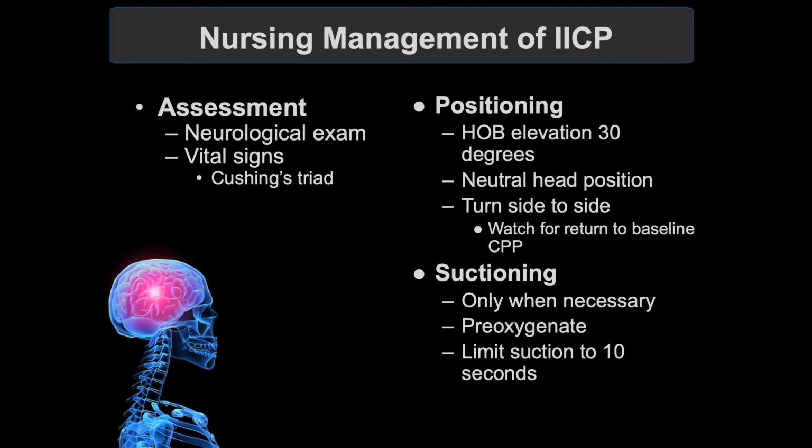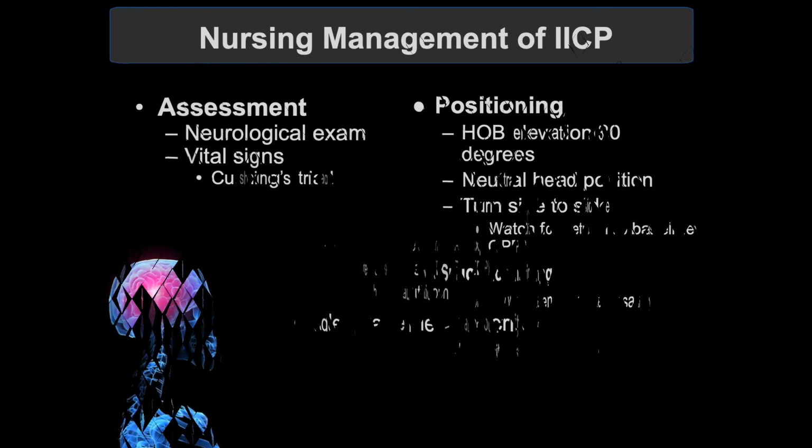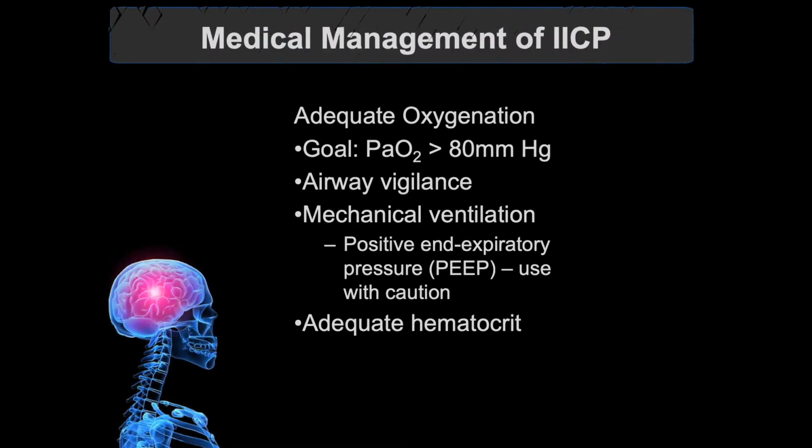The patient should be suctioned only when necessary. They should be pre-oxygenated, and the suctioning should be limited to 10 seconds or less. And so a medical goal of IICP is to provide for adequate oxygenation with the goal of maintaining a PaO2 of greater than 80 millimeters of mercury.